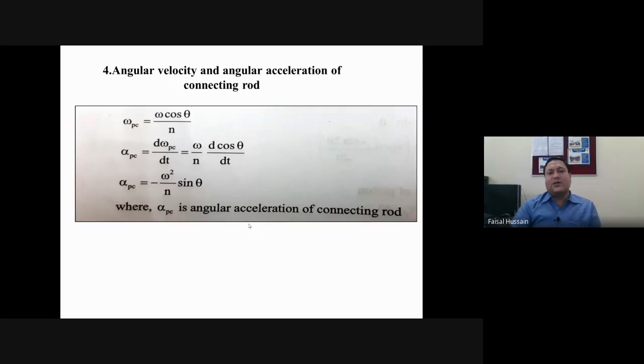The last is the angular velocity and angular acceleration of your connecting rod. So angular velocity is omega_PC and angular acceleration is alpha. So the value of omega and the value of alpha is given here. The angular velocity is omega cos theta by n, and if we differentiate angular velocity with respect to time, we will get angular acceleration, that is minus omega square sine theta by n. Okay.